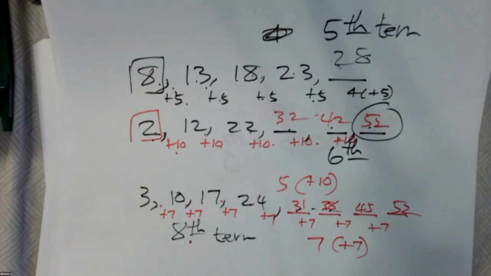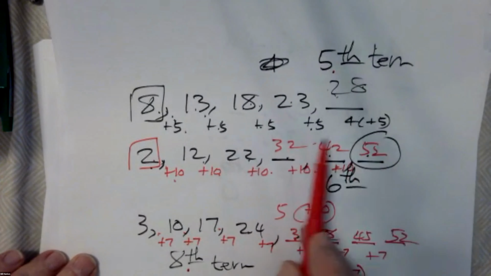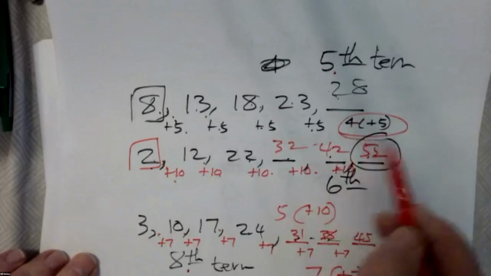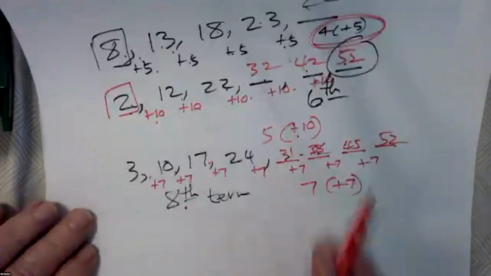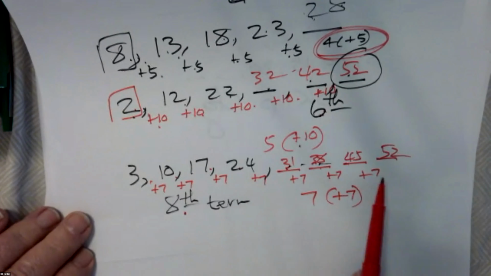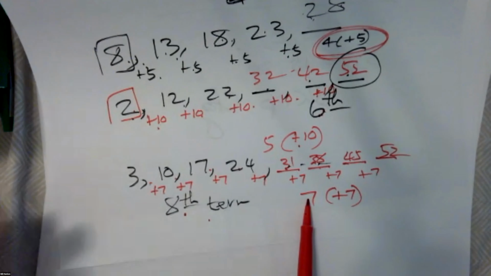Now, if we did enough of these, here's the pattern. Again, I'm not giving you time to do this, but you'll notice if I'm looking for the 5th term, I'm adding the common difference 4 times. If I'm looking for the 6th term, I'm adding the common difference 5 times. If I'm looking for the 8th term, I'm adding the common difference 7 times. Oh my God, we see a pattern.